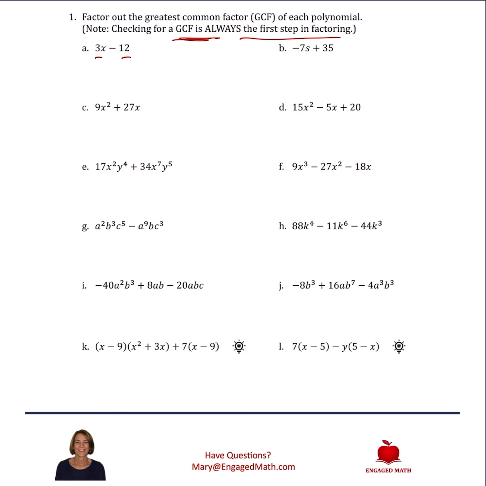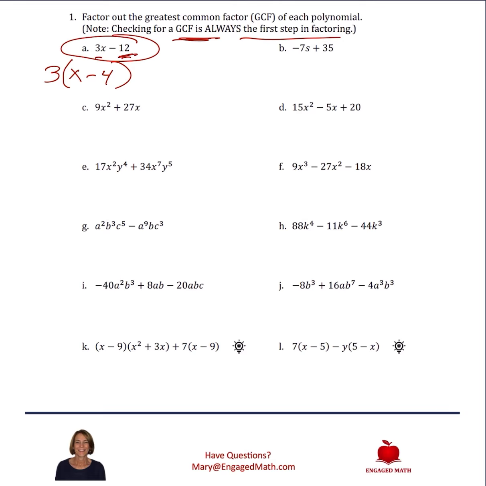The GCF between 3 and 12 is 3, because it's the largest number that goes in evenly to both 3 and 12. Then we figure out what we still need in the parentheses, because if we were to distribute that 3, we should get back to the original expression of 3x minus 12. Some people like to do it by saying, I'm going to divide the 3x by 3 and get x, and divide the negative 12 by 3 and get negative 4.